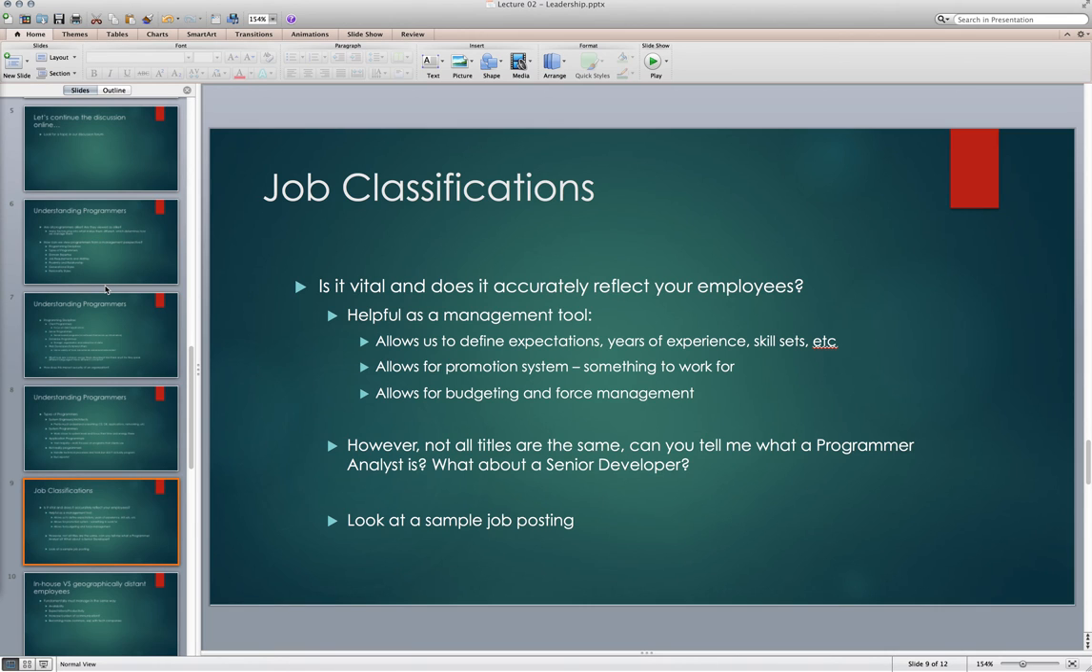Budgeting and force management, of course, this helps with that. Defining the roles, defining the pay scales, and then determining how you're going to fill those. This is all the tools for that. Titles, as I mentioned, they're hard. What's the difference between a programmer analyst 3 and a senior developer? It's all going to depend on the organization. I have a sample job posting here that we can just take a look at real quick.